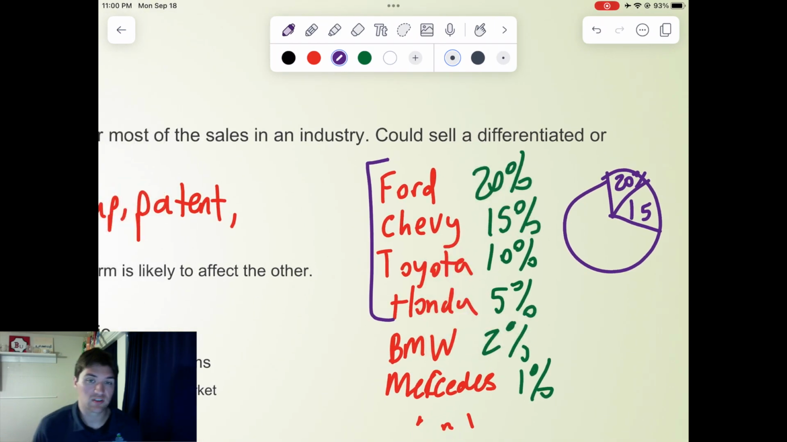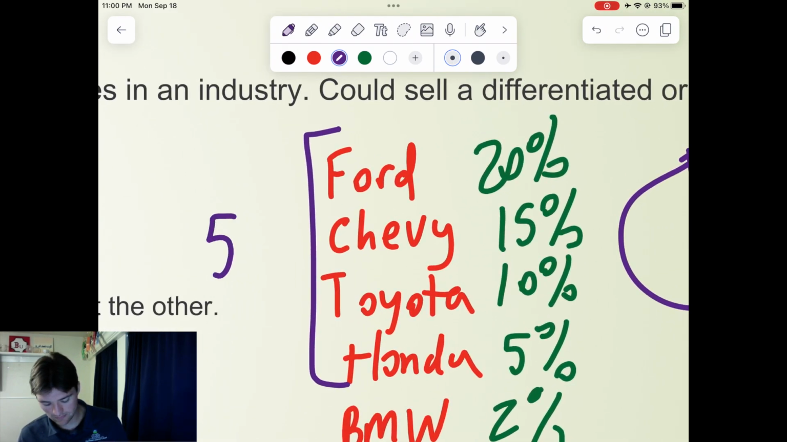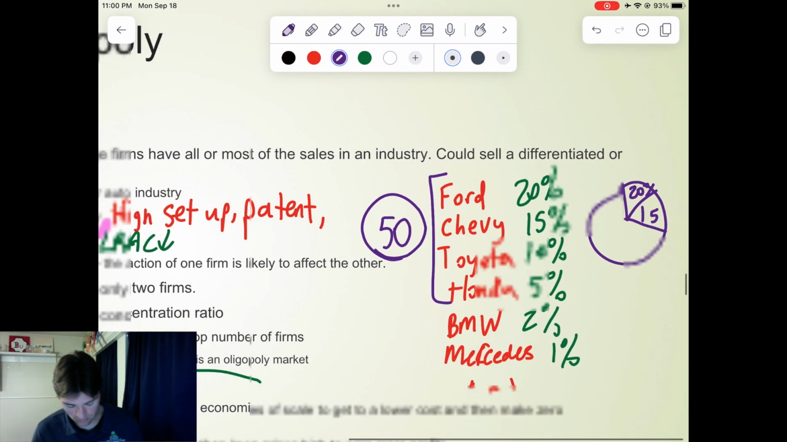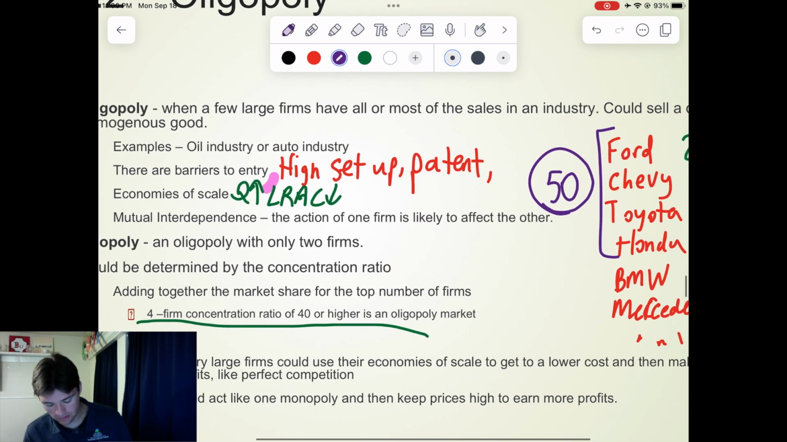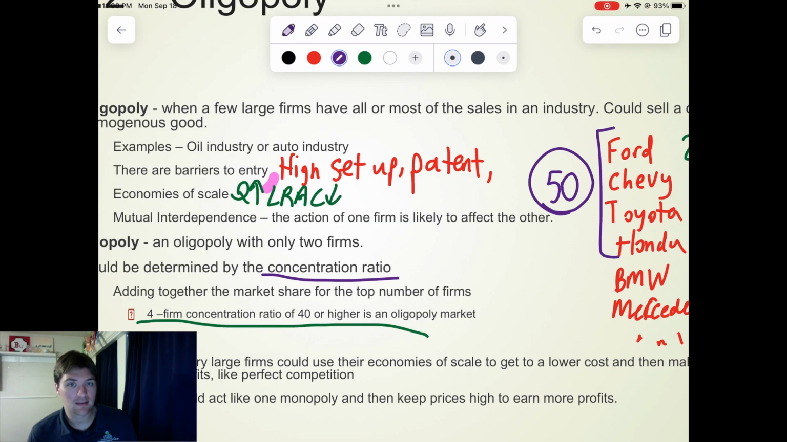Okay. So what we're going to do is add together the top 4: 20, 15, 10, and 5. You added those together, that should equal 50%. So therefore, the 4 firm concentration ratio is 50. So therefore, this is an oligopoly because the top 4 firms have more than 40% of the market. So this is considered an oligopoly. If you would have done this calculation and got 30%, it's not an oligopoly, it's probably monopolistic competition.